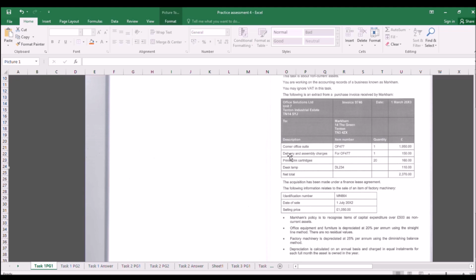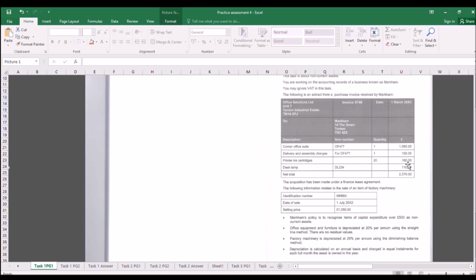Now here's a little trick. Delivery and assembly charges here. Anything that is required to get the asset in situ, in place, and start to be used is something that we're going to add to the cost. Printer and cartridges. As I said before, fixed assets are something that we're going to use over a period of time, these non-current assets. And this is a current asset because we're going to use this printer and cartridges within the year. So that's not going to be added to it.